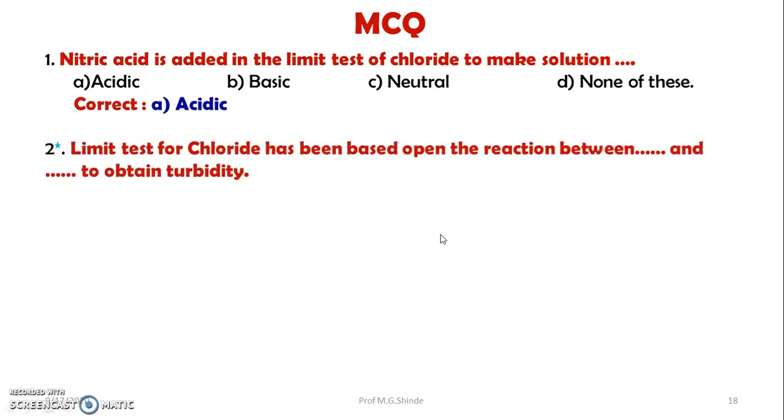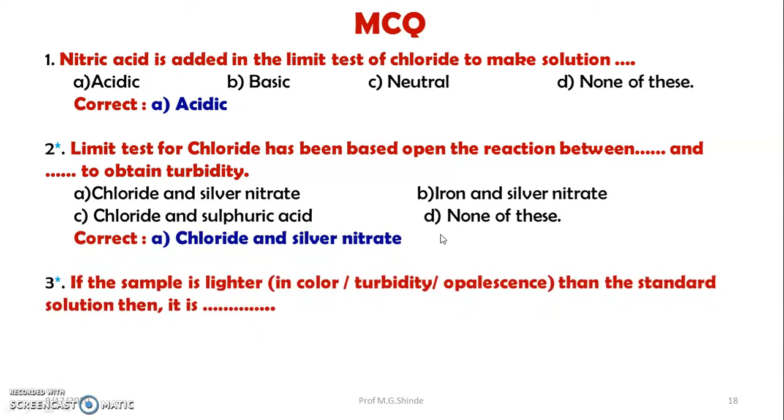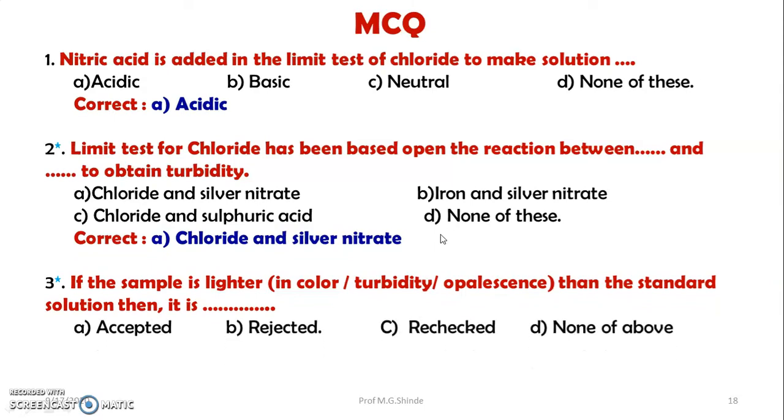Second question: the limit test for chloride is based upon the reaction between dash and dash to obtain turbidity. Here are 4 options: chloride and silver nitrate, iron and silver nitrate, chloride and sulfuric acid, none of these. The correct option is again chloride and silver nitrate. Third question: if the sample has lighter color, turbidity or opalescence than that of the standard solution, then is it accepted, rejected, or none of the above? If the sample is lighter than the standard, the correct option is accepted.